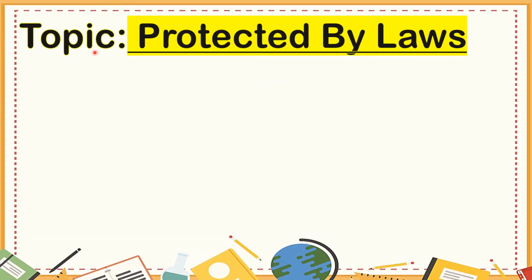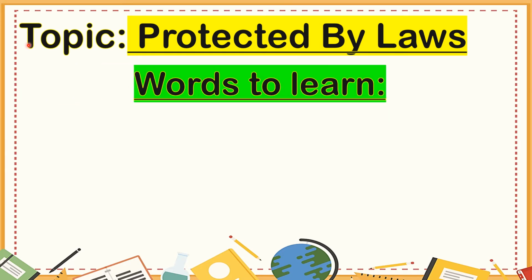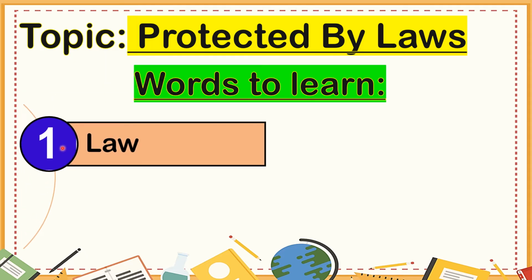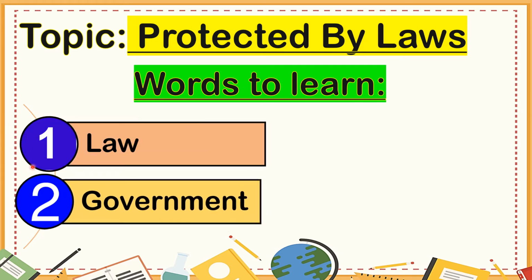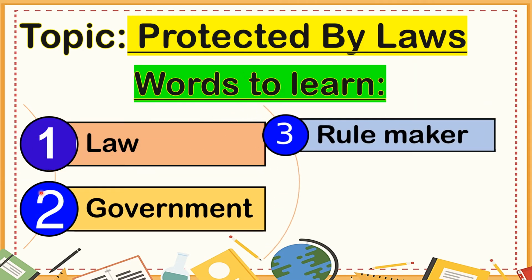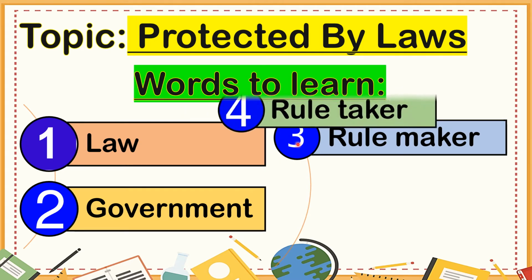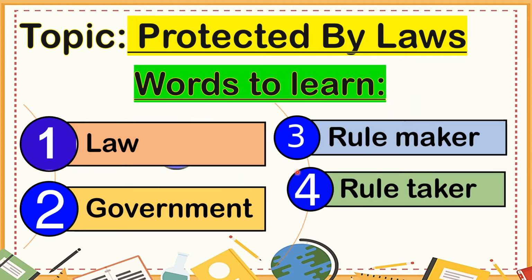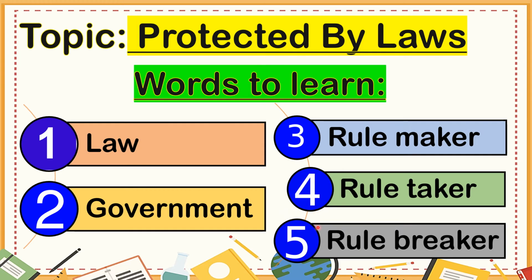So today, class, we will discuss Unit 3, which is Protected by Laws. And these are the words to learn that we will be encountering in our next slides. Please repeat after me so you can still practice your reading skills and your speaking skills even if you're just at home. Are you ready now? Let's start reading. Number 1, law. Number 2, government. Number 3, rule maker. Number 4, rule taker. Number 5, rule breaker.